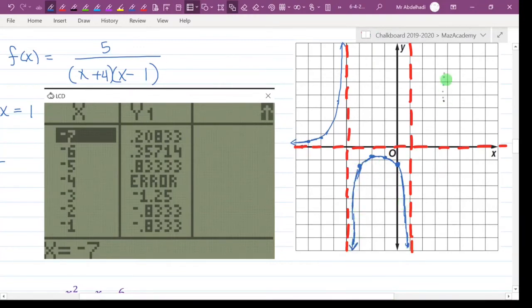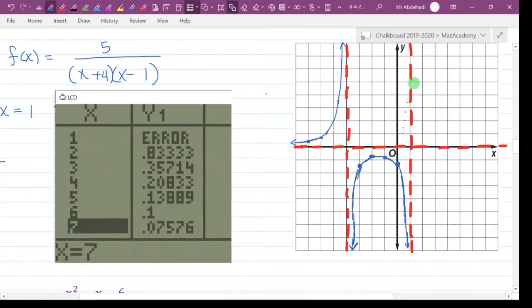All right, what about here? Are we up here or are we down here? Well, you see at 1, there's an error because that's a vertical asymptote. But at 2, you're positive. So you're above the x-axis, not below. So that tells me we're going to be up here.